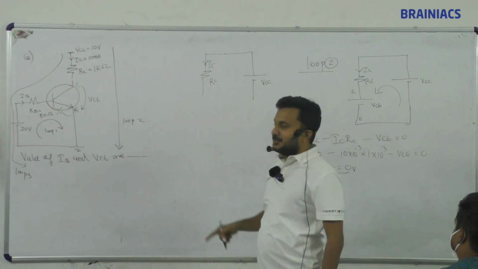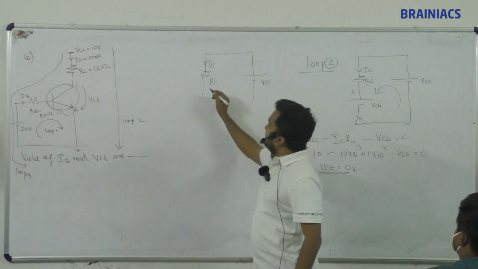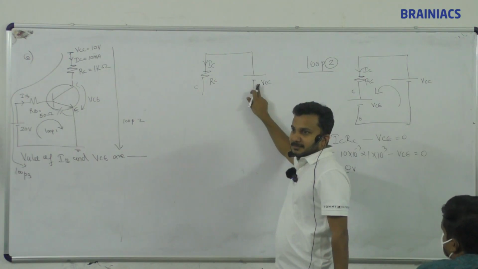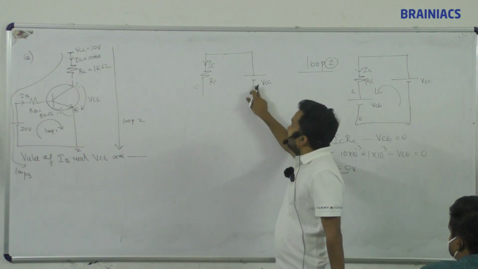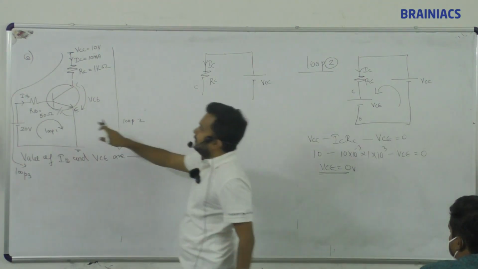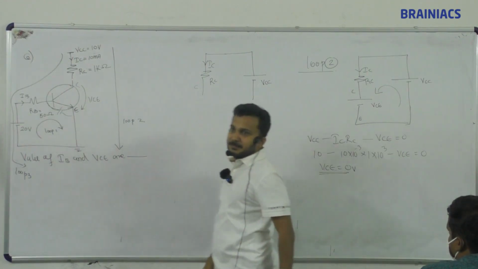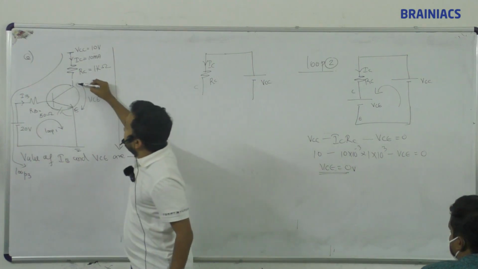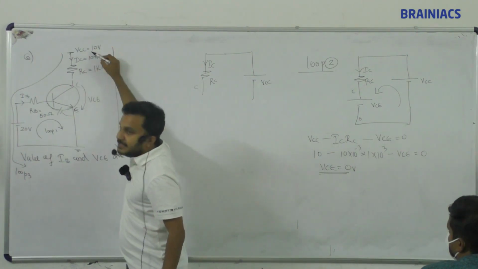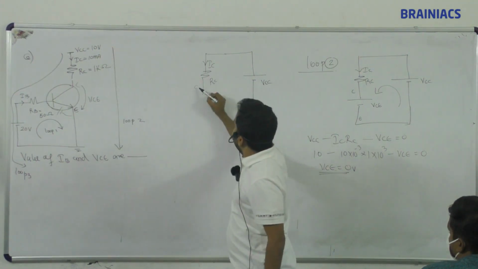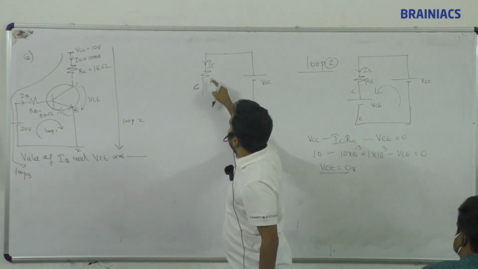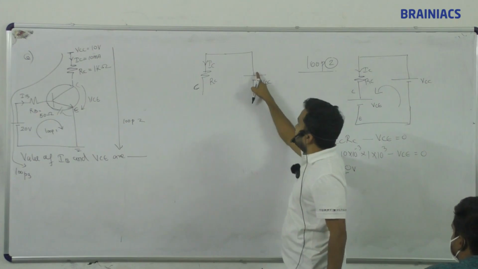C is also positive, right? C is connected with a battery. This is the collector terminal, connected with the positive. Collector is connected with the positive. Base is also connected with the positive. Correct? The collector is connected with VCC. This is the collector wire. Correct? This is a collector terminal connected with VCC. Collector is connected to positive.